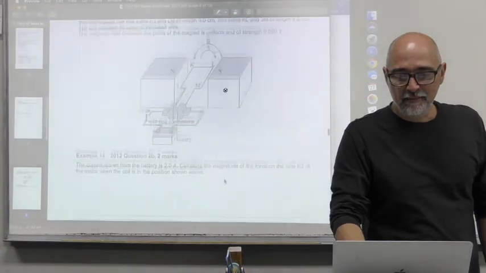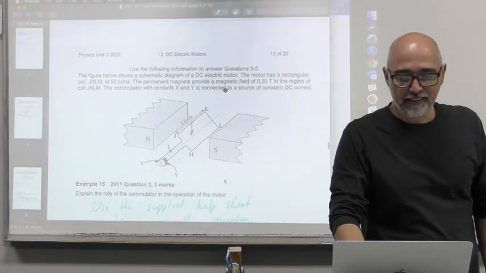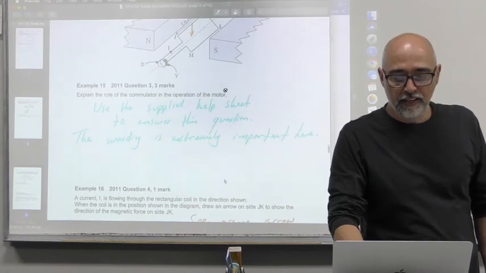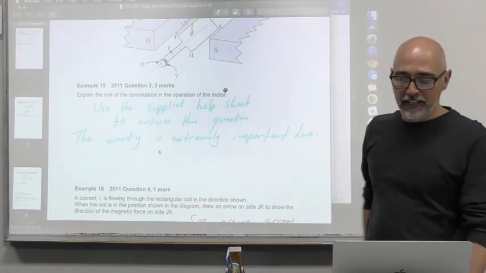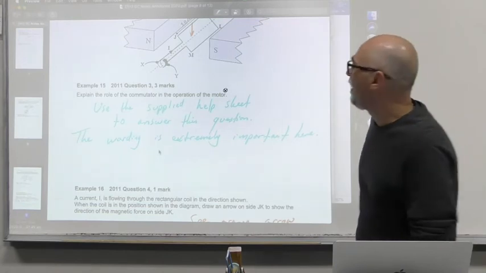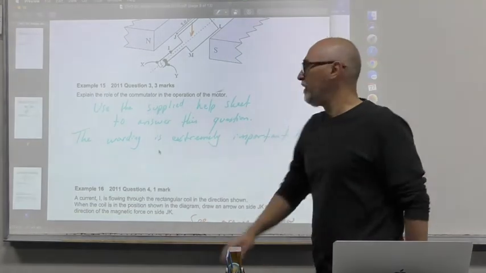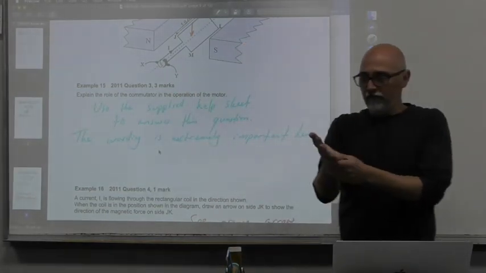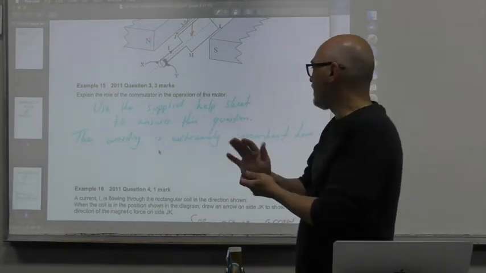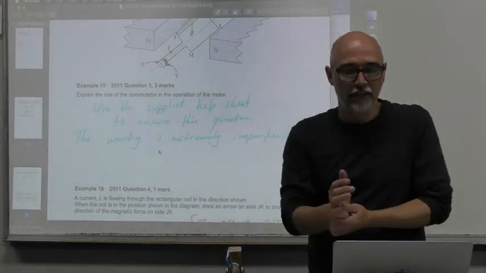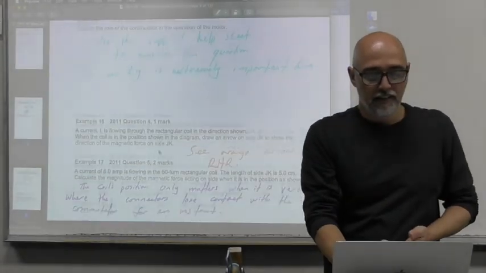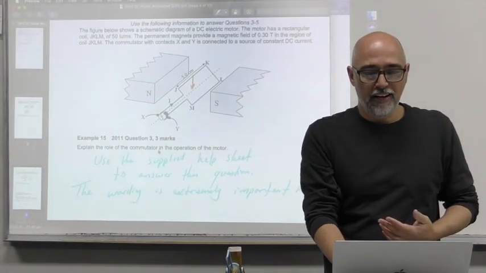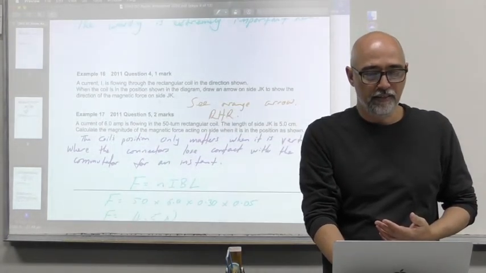Anything else? No, that's another basic question. The wording is: explain the role of the commutator in the operation of the motor. Again, always go to the help sheet version, because it's worded very carefully to make sure that you get it right, okay? See the orange arrow, because that orange arrow belongs to this question here, question 16.